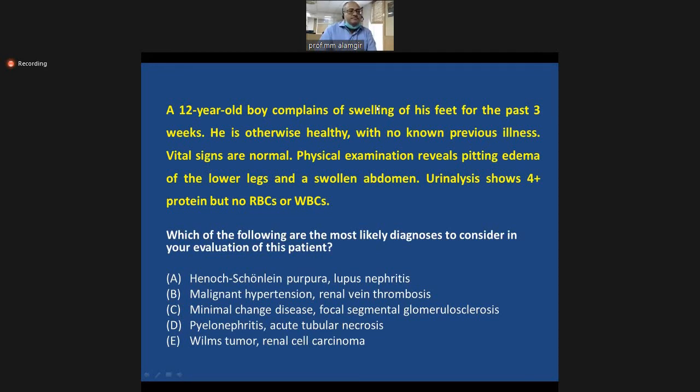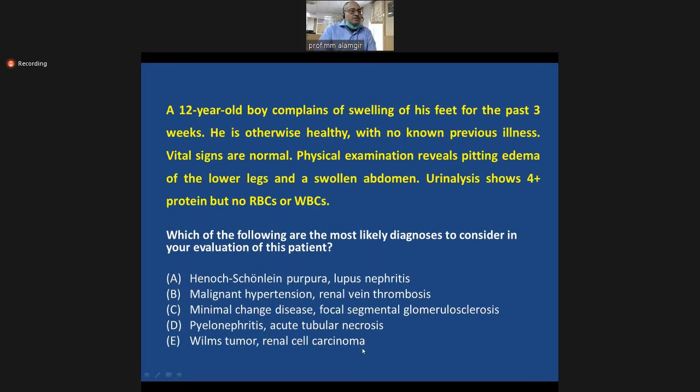So edema, urine protein loss of more than 3.5 grams per day. 4 plus means heavy proteinuria. Which of the following are the most likely diagnosis to consider in your evaluation of this patient? Henoch-Schönlein purpura, lupus nephritis, malignant hypertension or renal vein thrombosis, minimal change disease, focal segmental glomerulosclerosis, pyelonephritis, acute tubular necrosis, Wilms tumor, or renal cell carcinoma.